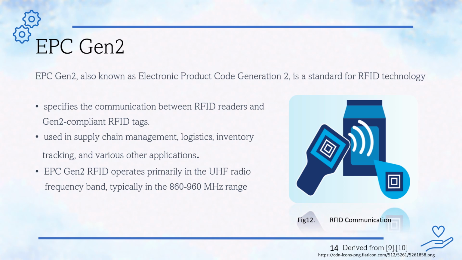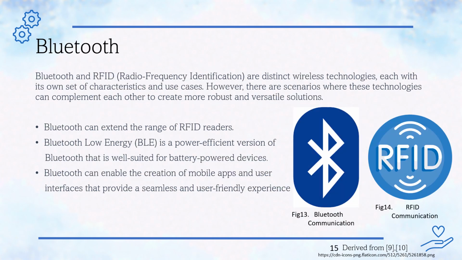EPC Gen 2 RFID operates primarily in the UHF radio frequency band, that is the ultra high frequency band, which is typically in the 860 to 960 megahertz range. This is another example of a protocol for radio frequency communication. Now the next one we will be talking about is Bluetooth.